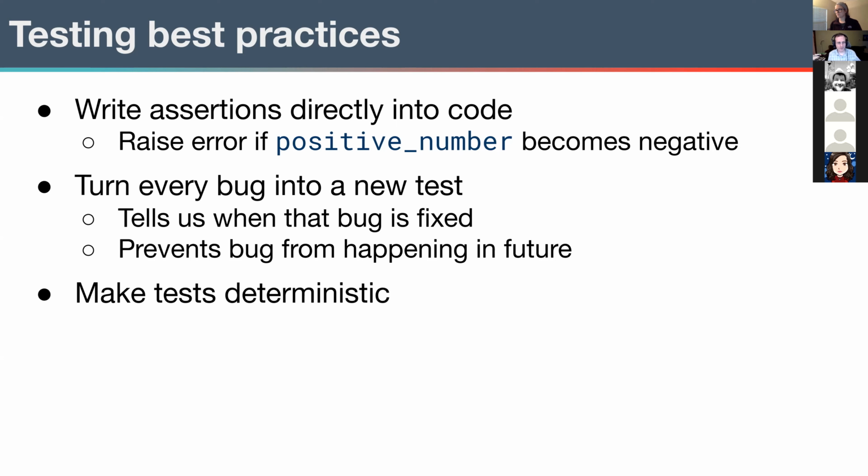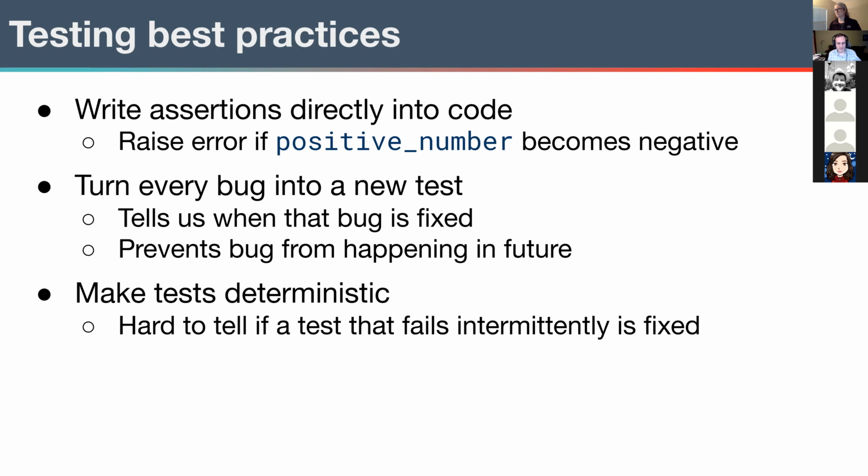It's also really helpful to make tests deterministic. So if we have a test that fails intermittently, then it's hard to tell if the bug is actually fixed or not. So it's important to do things like use the same random seed for tests that depend on pseudo-random number generators.